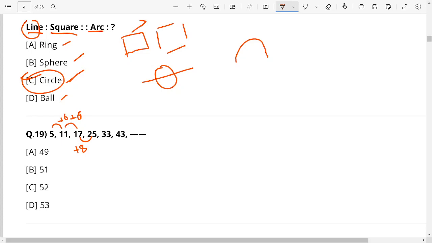Now if you look at the pattern here, after two numbers we are getting 6 here, and then leaving 7 we are getting 8 here, and again if we leave 9 we have to get 10, that is plus 10. 43 plus 10 will be 53, right? So the missing number will be 53 is the right answer. That is option D is the right answer. Let us move on to the next question.